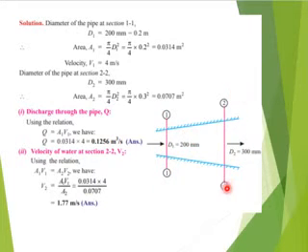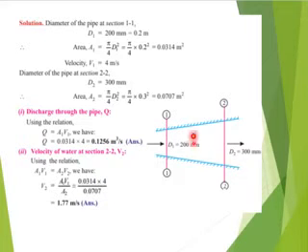So this is the figure. At section 1-1, dia is 200 millimeter. At section 2-2, dia is 300 millimeter. You have to calculate the discharge and you have to find out the velocity at this section. So this is a pretty simple question. We can solve it very easily by applying the equation of continuity.